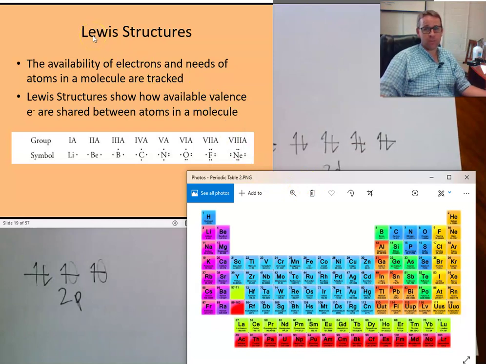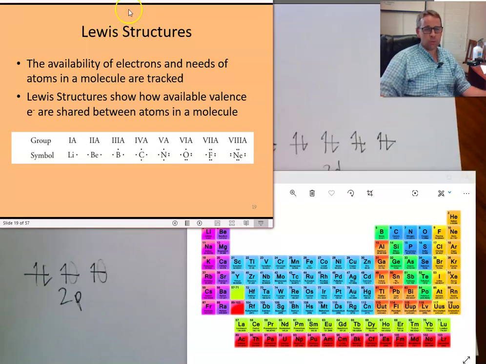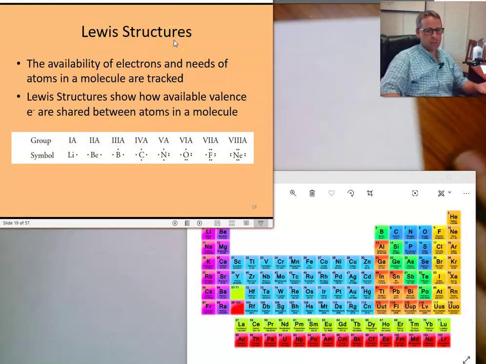A different tool is better for us to talk about bonding for molecular compounds, and that tool is called Lewis structures. Now, Lewis structures, kind of like the noble gas electron configuration of elements, only deal with the valence electrons on a given element. And the way we write Lewis structures is we write an element of interest.